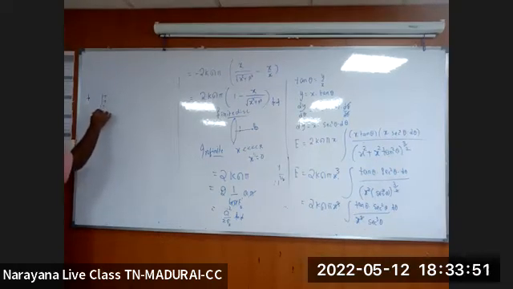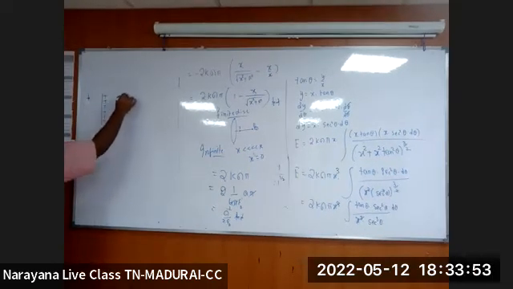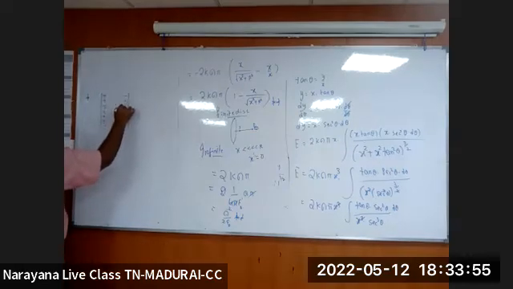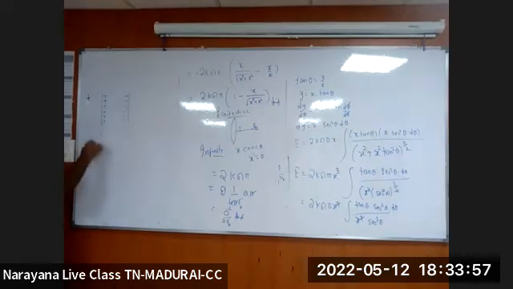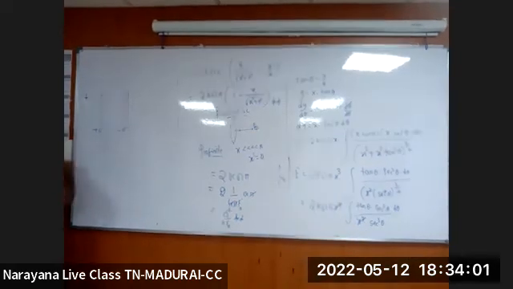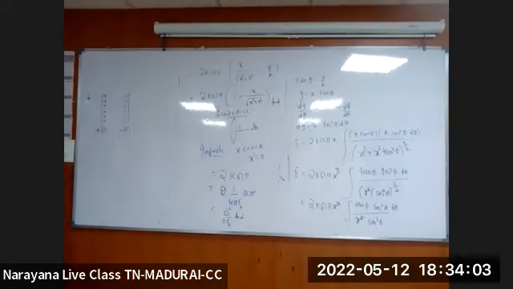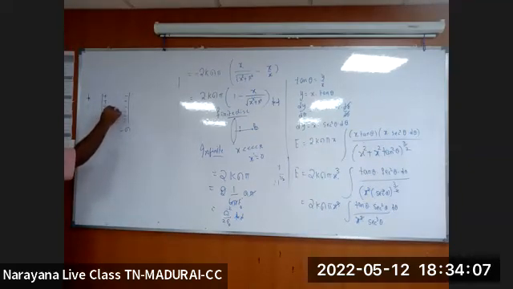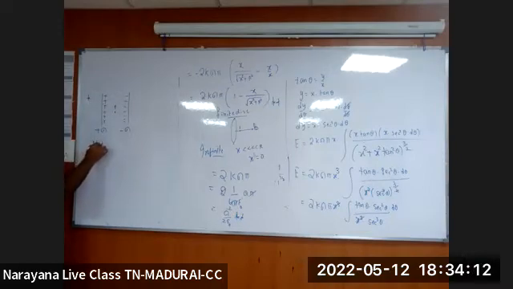This is one positive charged disk. This is one negative charged disk. Here surface charge density plus sigma. Here surface charge density how much? Minus sigma. I have taken one particular point P is there. Find the net electric field at point P. Everyone, find the net field at point P.